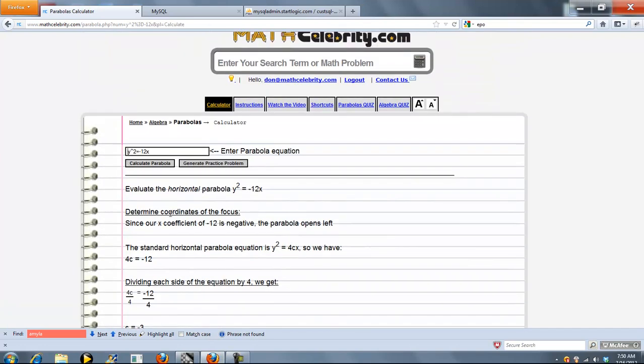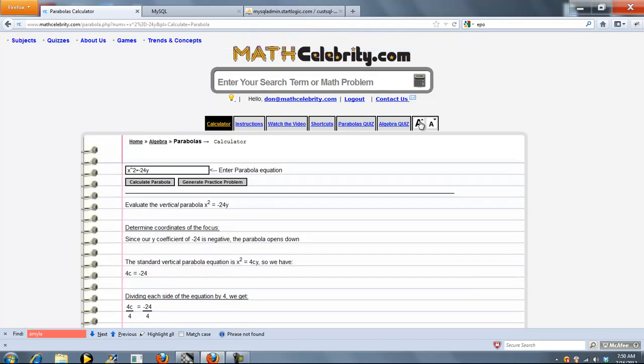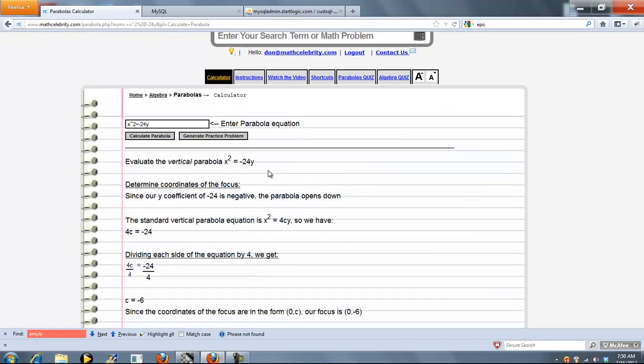So what if we change this and this? Let's try this one. So in this case, this is a vertical parabola, x squared equals negative 24y. So our y coefficient is negative, the parabola opens down.